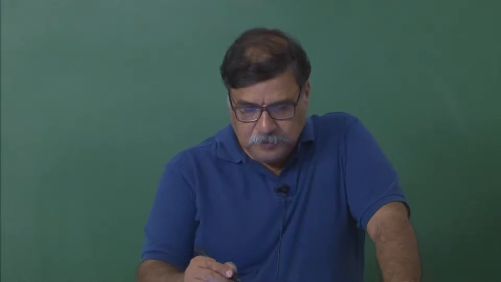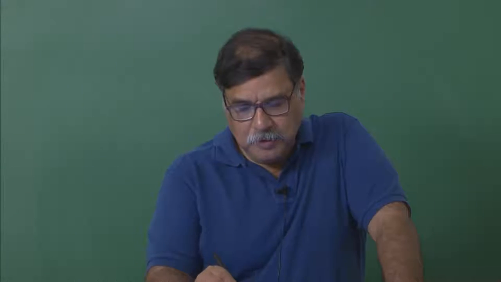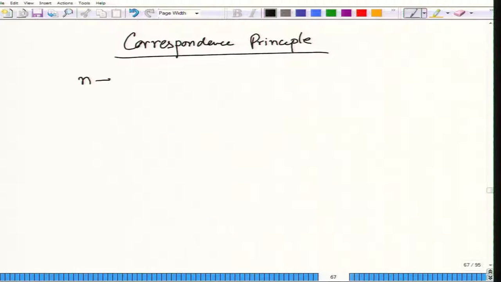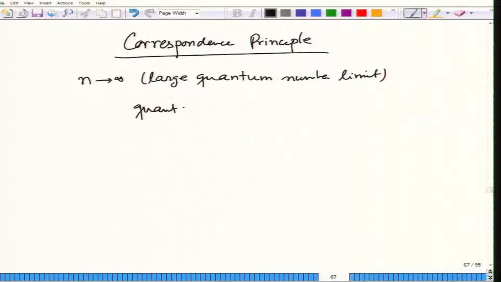We have learnt so far about the correspondence principle that says that for n tending to infinity, that is, the large quantum number limit, the quantum results go to classical results.